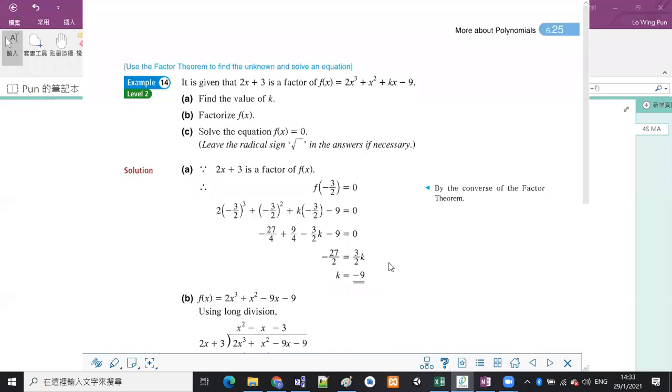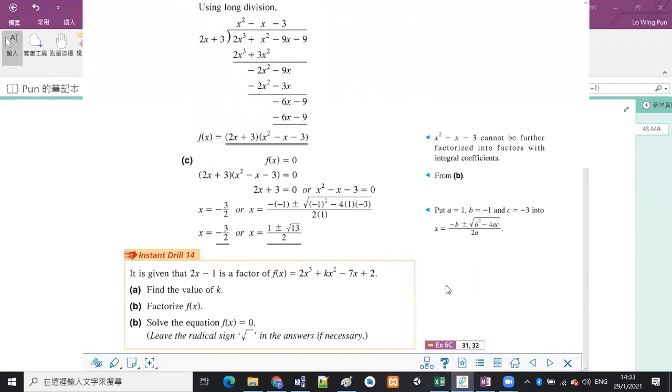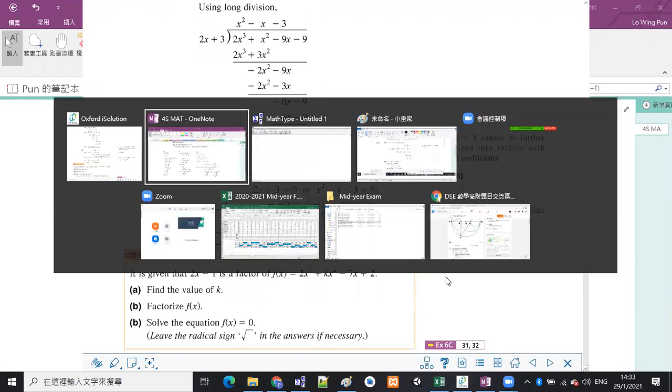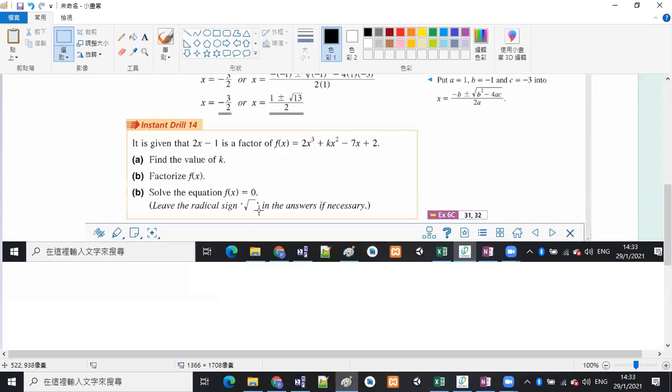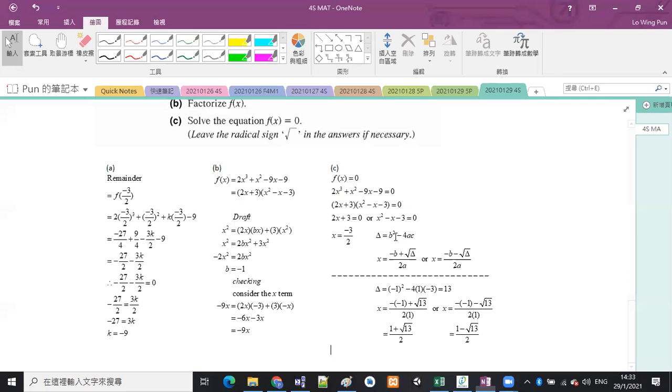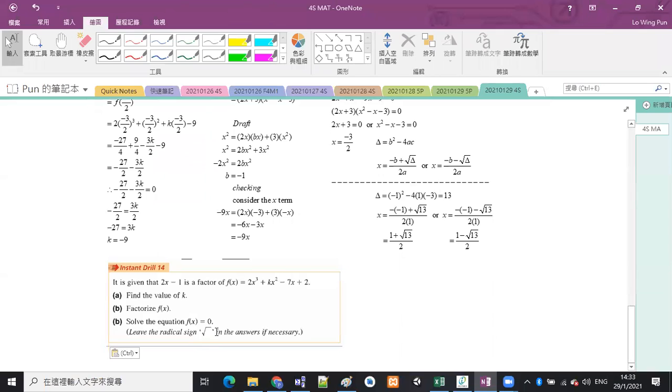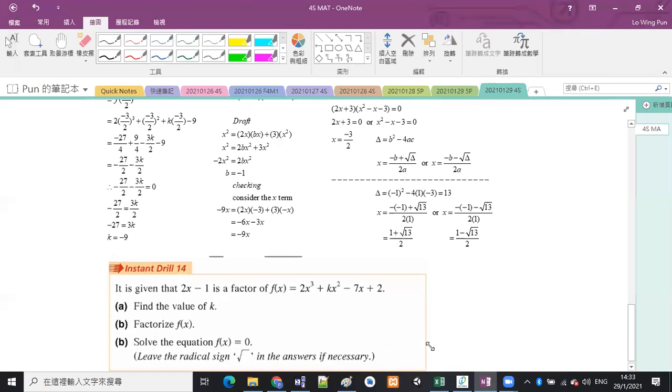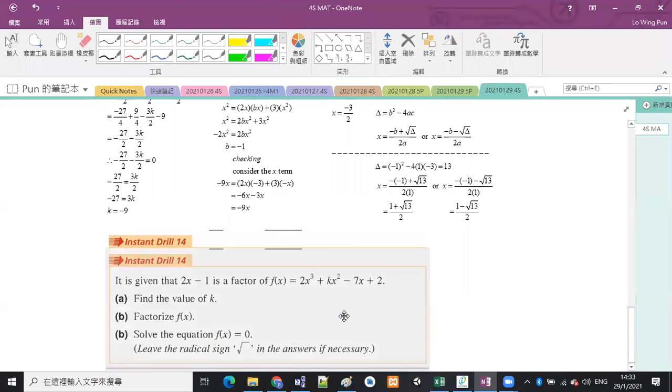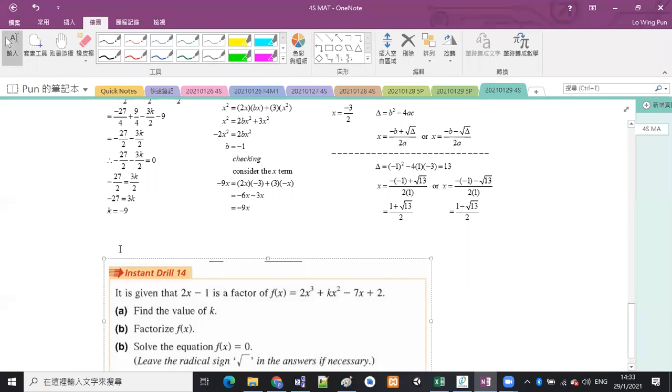Now I would like you to do the instant drill number 14. So let's do the instant drill number 14. I give you 4 minutes for this.